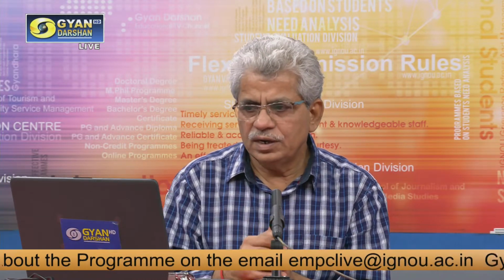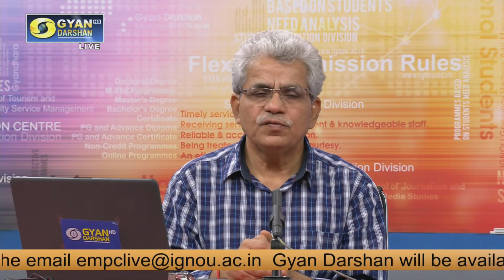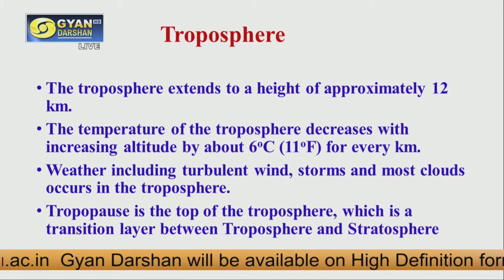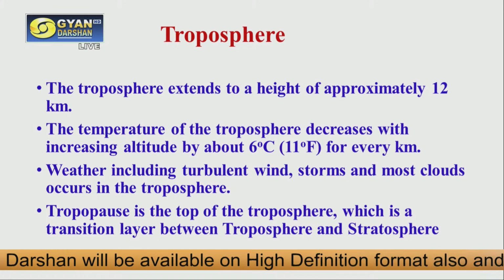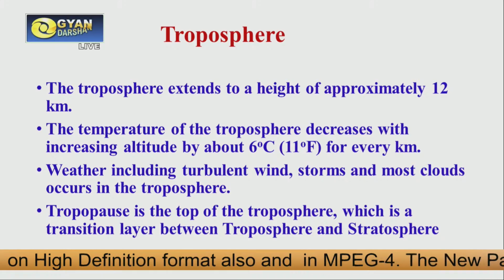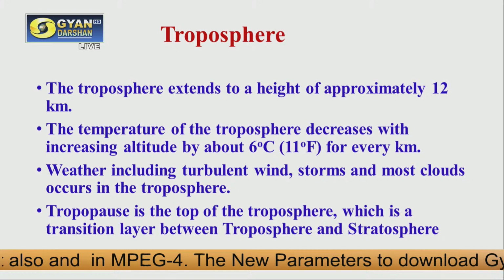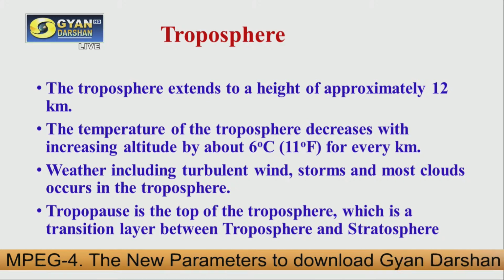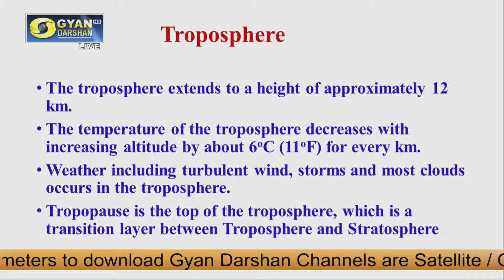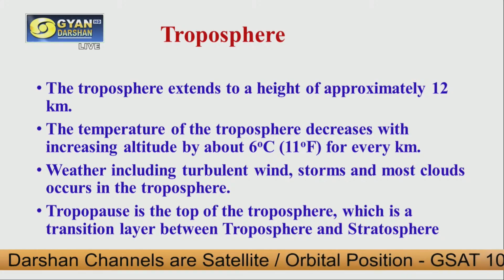Now let us discuss more about these layers. First I take the troposphere. As we see in the figure or the graphics, the troposphere extends to a height of approximately 12 kilometers. In the graphics, the values were given in miles, and the temperature was given in Fahrenheit. Here we will be talking about kilometers and temperature in degrees centigrade.